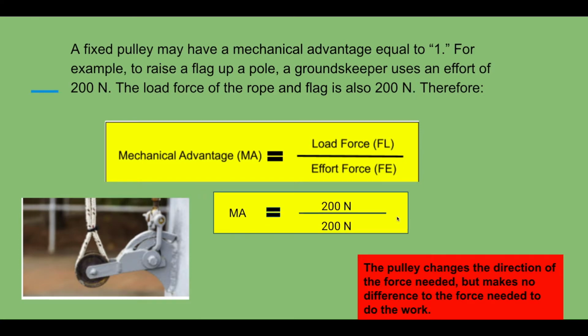And so when we put this in here, the groundskeeper is using 200 newtons, that's the effort force, and the load force is the rope and flag. So that is 200 newtons. So when we divide this, we end up with 1. The pulley changes the direction of the force needed, and it makes it easier to do that work.